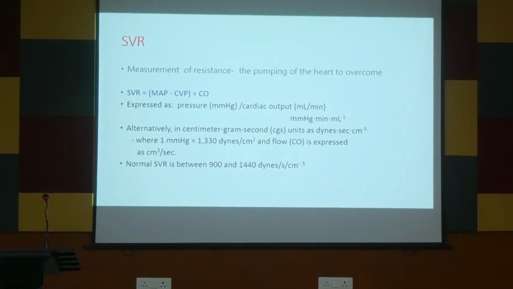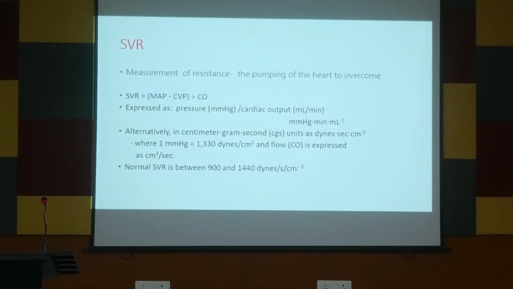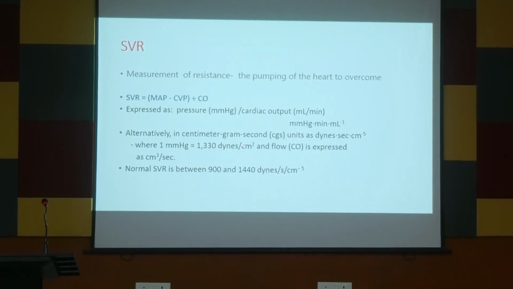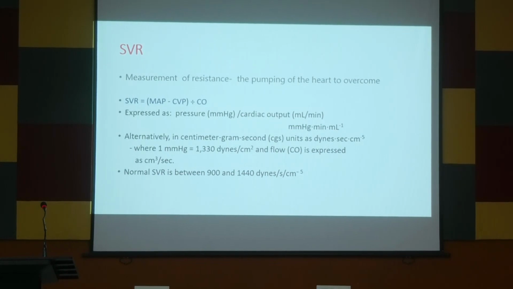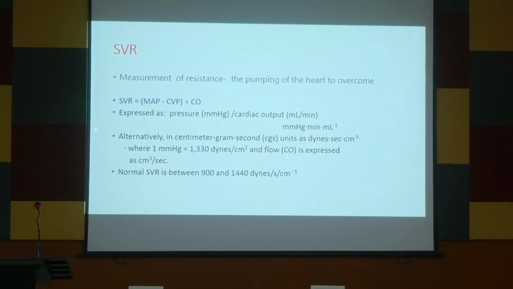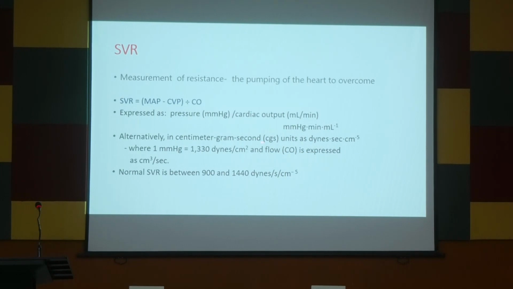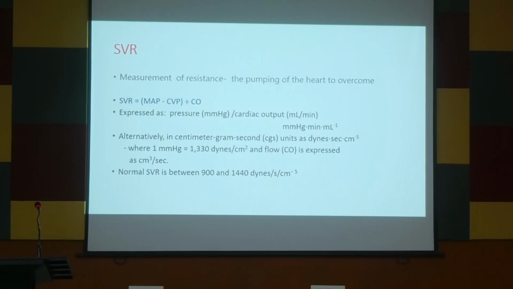How does that happen? Because 1 millimeter of mercury means 1330 dynes per square centimeter. And cardiac output will be expressed as centimeter to the power 3 per second. That's 5 liter per minute. So in CGS unit, it will be centimeter gram second, so centimeter cube per second. So SVR will be expressed in the CGS unit as dynes per second per centimeter to the power 5. Is it clear?